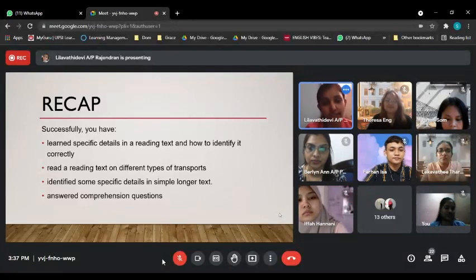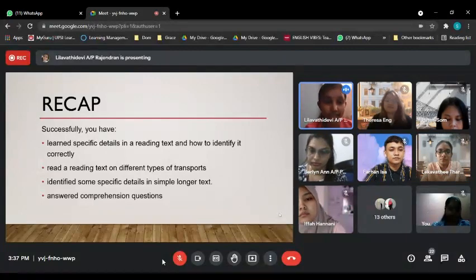So scanning is going to be a part of your life. Every time you read something, you're going to use scanning to find the specific details and keywords. So even when you're revising for your exams, use the method of scanning to find the key points that you should remember. Okay. So this is my feedback.